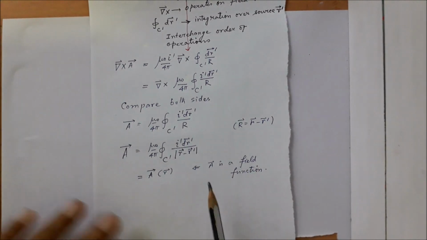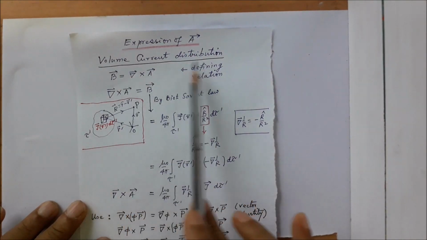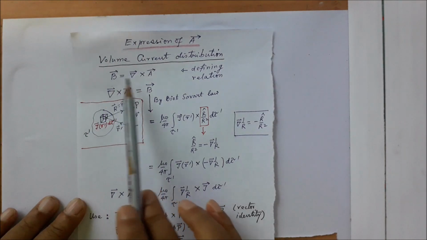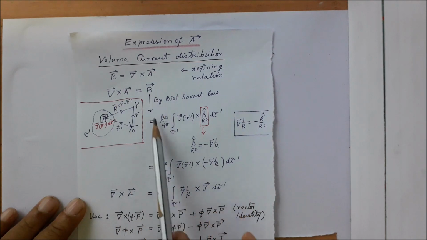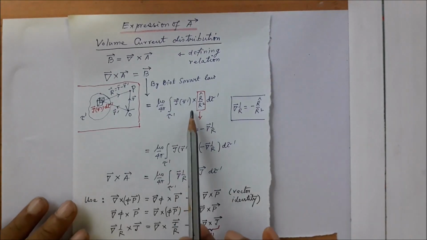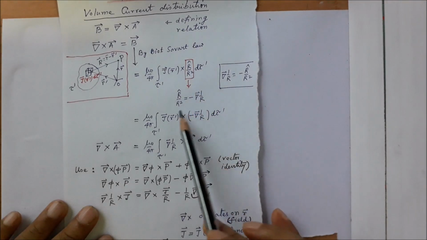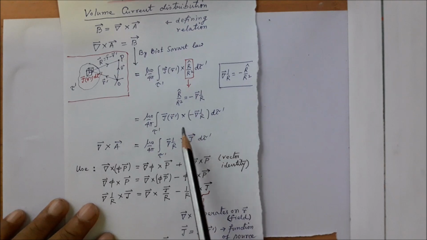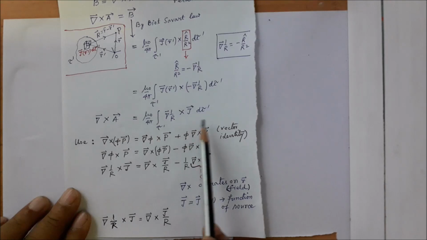We now switch over to volume current distribution. So we are trying to find the expression of vector A in case of a volume current distribution. As in the previous case, we can start with the definition of vector B equal to curl A. So curl A is B, and instead of B we will use Biot-Savart's law for volume current distribution. So this is it, and instead of r cap by r square we have as before minus grad of 1 by r, which when put here and the cross product put in order, then we end up with this expression.